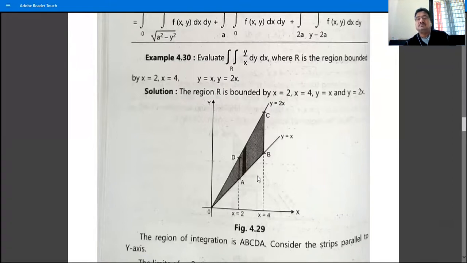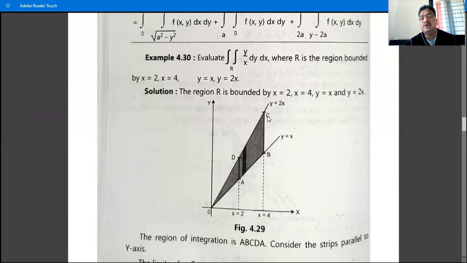Now the points of intersection of the lines x is equal to 2 and x is equal to 4 with these two lines are, suppose, A, D, C and B. These are the 4 points of intersection of these 4 lines, so we can find their coordinates also. So what are the coordinates of B? On the line x is equal to 4, the x coordinate is 4, and y is equal to x, so x and y are both the same. So 4, 4 are the coordinates of the point B.